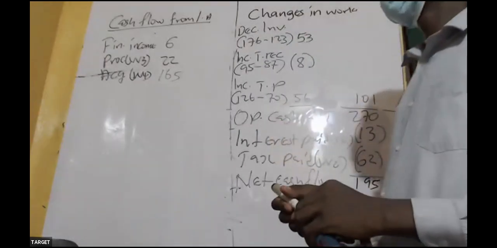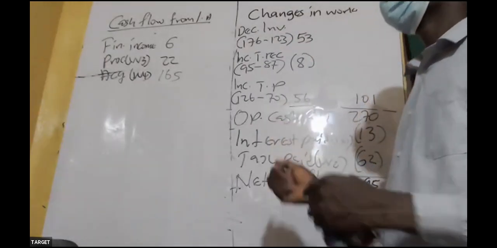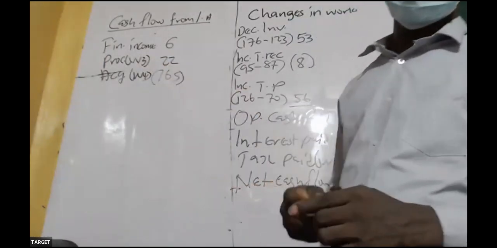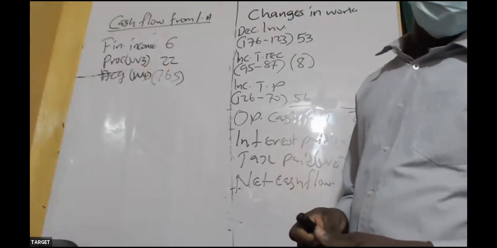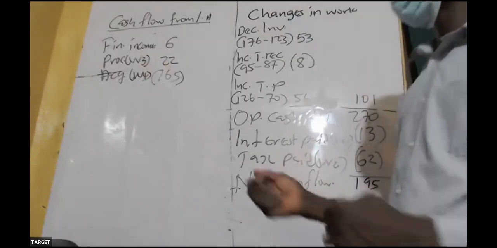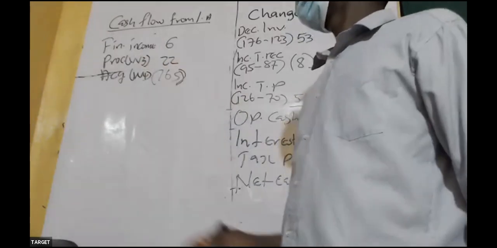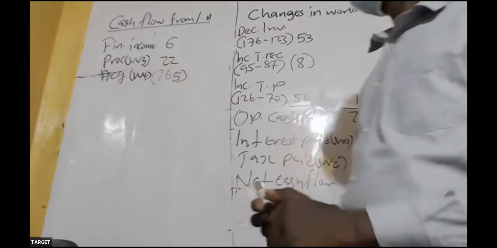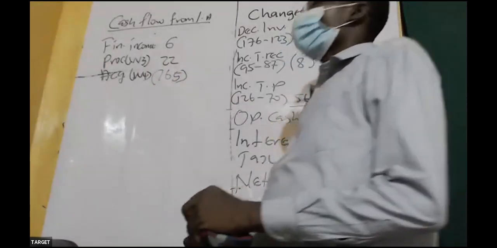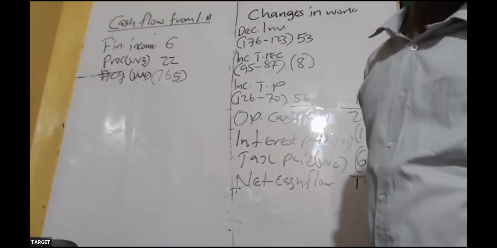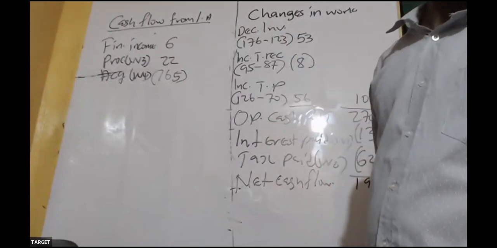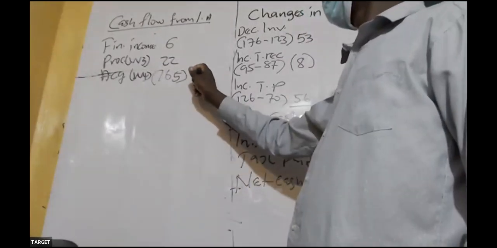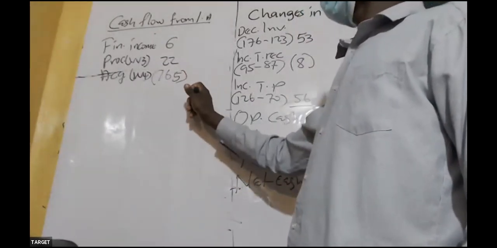Please, the acquisition, are we subtracting? Is it a negative? Yes, it must be in brackets because it's an outflow. Funds are moving out. So it must be in brackets. Good one. So I said 22 minus 165. Answer, 137. Stepping down and write it here.